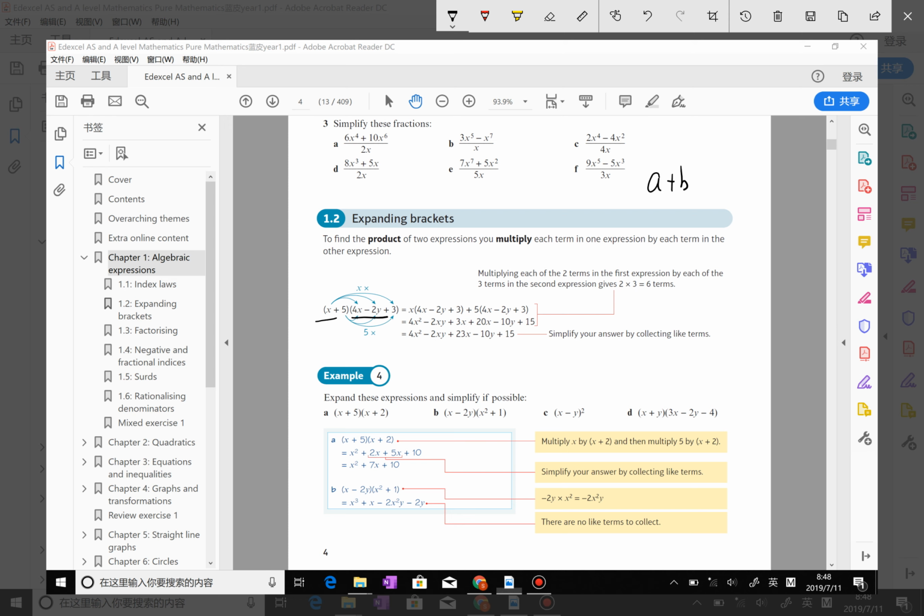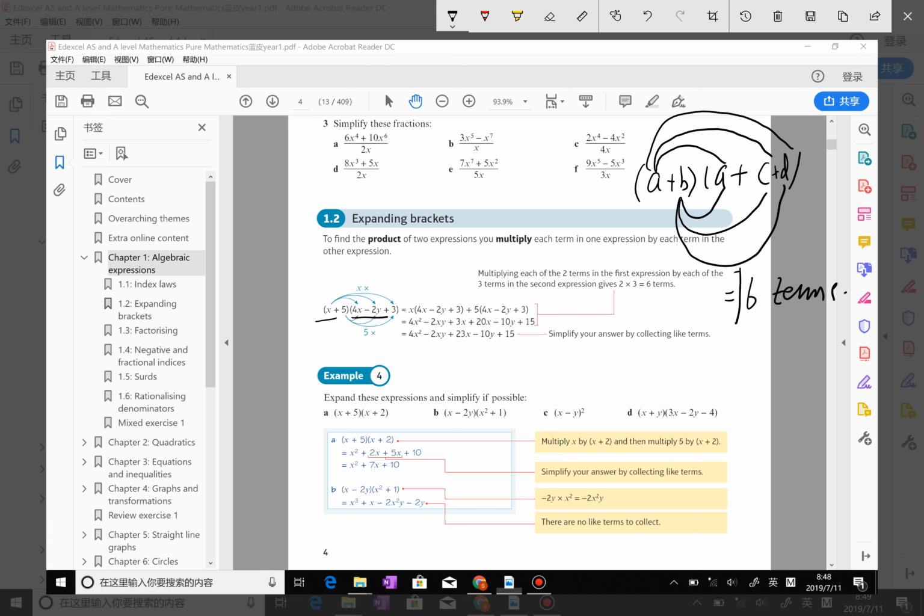If we have (a plus b) times (a plus c), we should take one term in the first bracket and multiply it by each term in the next bracket, then sum them together. Then we take the other term in the first bracket and multiply it by each term in the next bracket. If we have another term, you should multiply three times, and then this one three times, so in total you have 6 terms. Then if you can simplify, you just simplify.